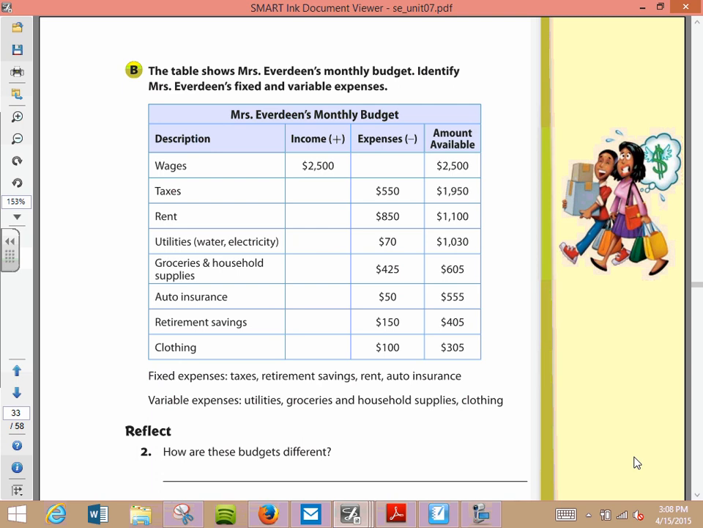Mrs. Everdeen has wages. What does wages mean? Money that you earn at work, right? When somebody says wages, I usually think of minimum wage, the smallest amount of dollars you can get paid for one hour of work. So in this situation, when it says wages, we're talking about the total amount of money she got for that month. She gets paid $2,500, which is not bad. It's more than what I get paid now. And that's going to be her available amount. That's everything.